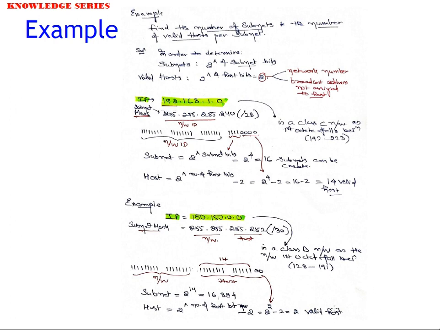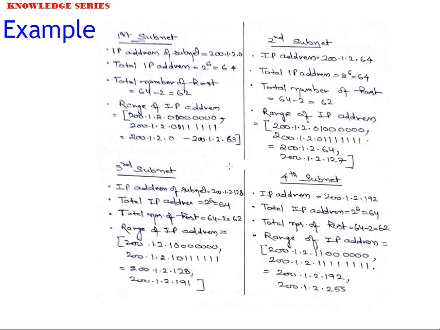So that is what we try to see with the combinations for the second case, with respect to the number of valid host bits. So this is the number of valid hosts we can create using this particular example.